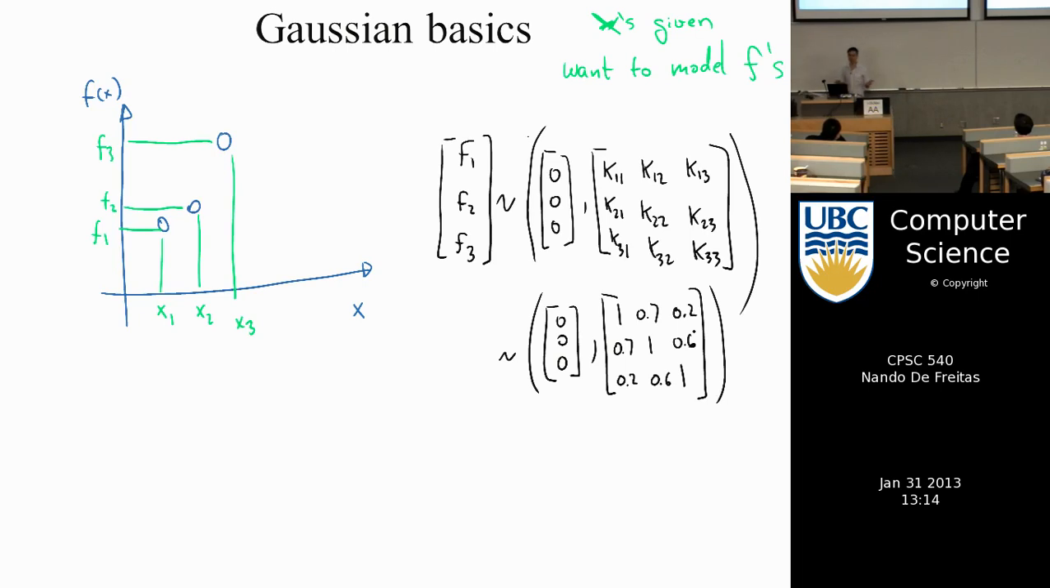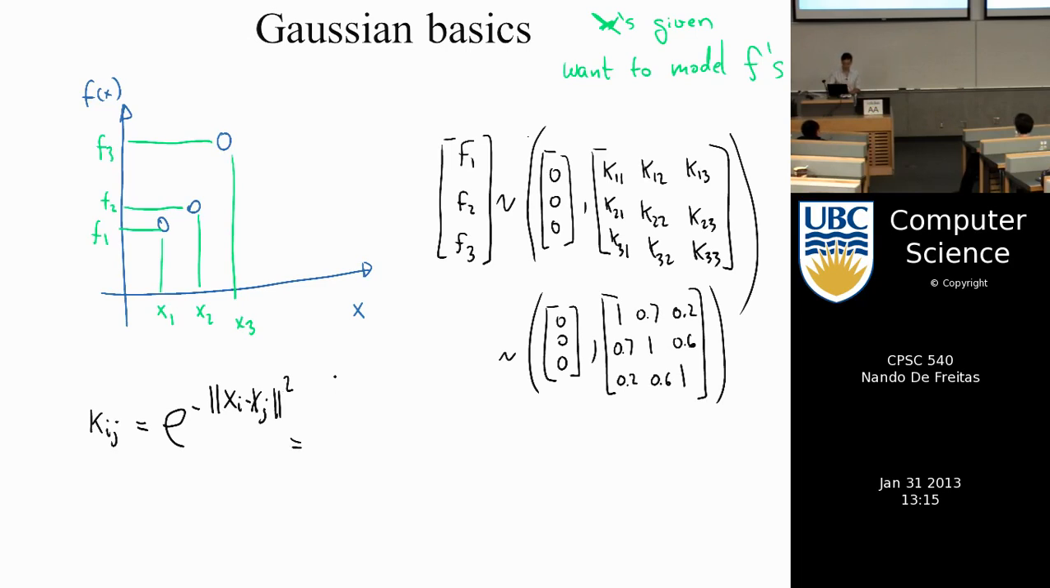Now, how could I construct a matrix that has this property? A matrix that says that f1 is highly correlated with f2, not so much correlated with f3. The way to do it is to let each element, Kij, be given by a measure of similarity. How do we construct a measure of similarity? There are many, many ways. One possible way is to use this quantity, which we call the squared exponential kernel. It's exponential and it's squaring a distance.